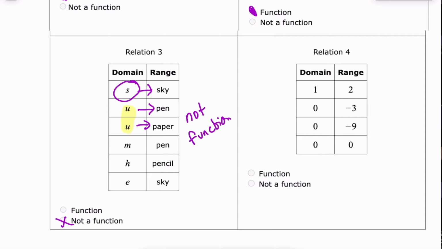Let's look at the numbers we see over here in relation 4. 1 is paired up once, but 0 is paired up 3 different times. So that is a no. So the x's can only be used once. Y's can repeat themselves multiple times.